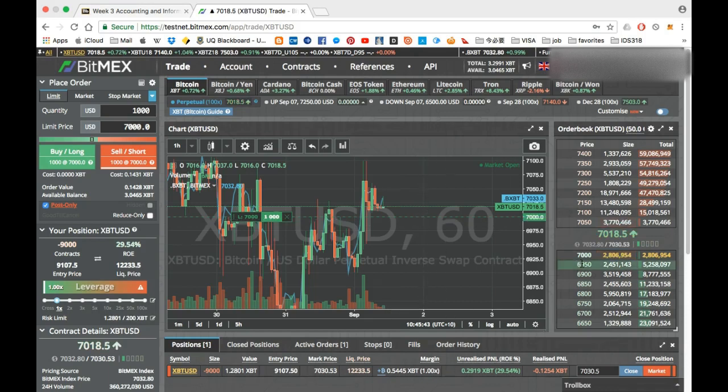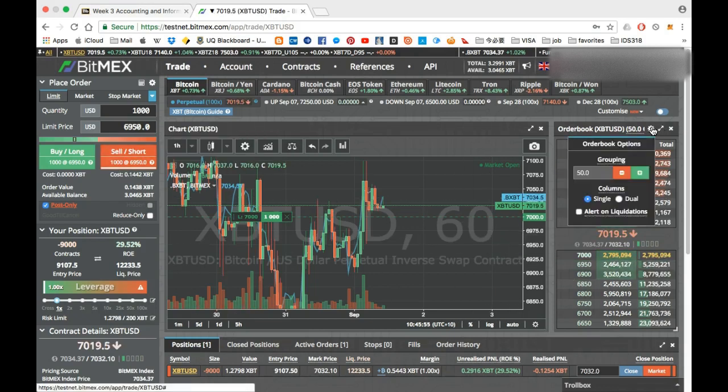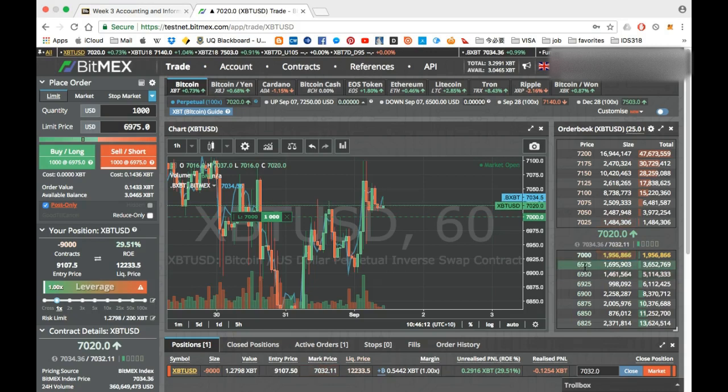So what I'm going to do, I've set a 1,000 buy order at 7,000. I'm going to set one at 6,950. So just click here. I set the increment to 50. I'm going to set it to 25. You can change the increments there, the grouping increment of the order book. This little cog here. 25, and I'm going to click on 6,975.